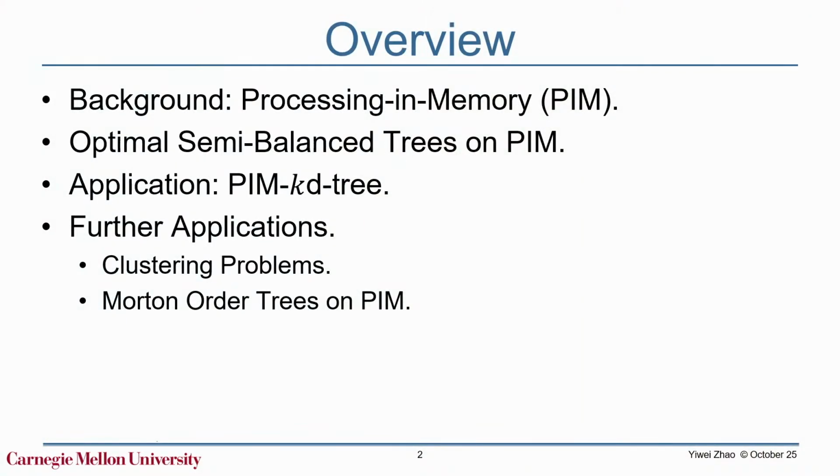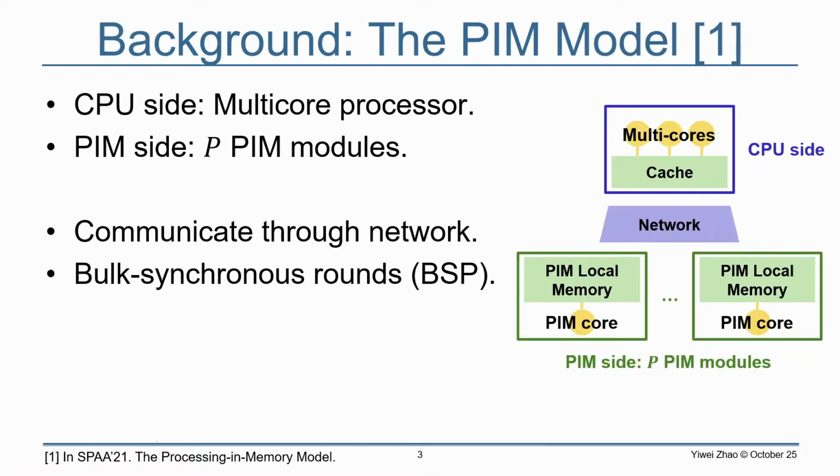First, we will try to reiterate what Phil and Humble have introduced on our backgrounds of processing memory in a very few minutes. Next, I will describe how to design a semi-balanced tree on processing memory with better bounds. And there are lower bounds we can prove on these trees. In the next section, we'll talk about an application to the KD tree, where we can apply these semi-balanced tree techniques directly to it, with other further applications on both clustering problems and multi-ordered trees on processing memory.